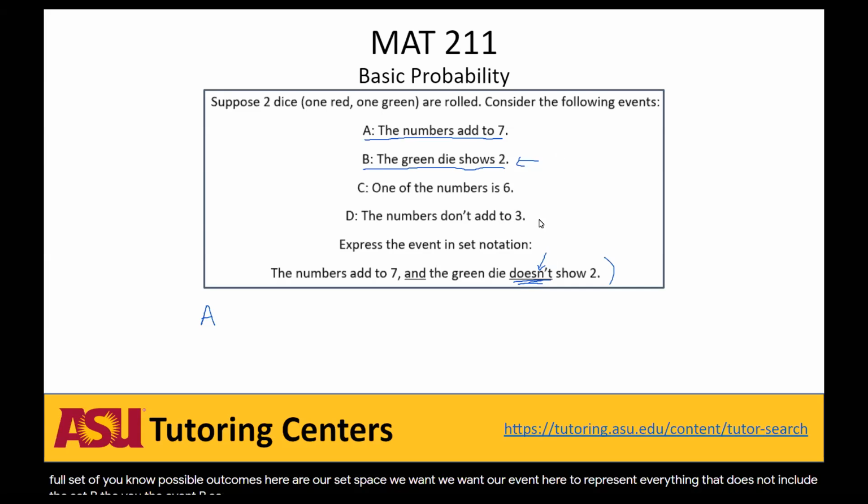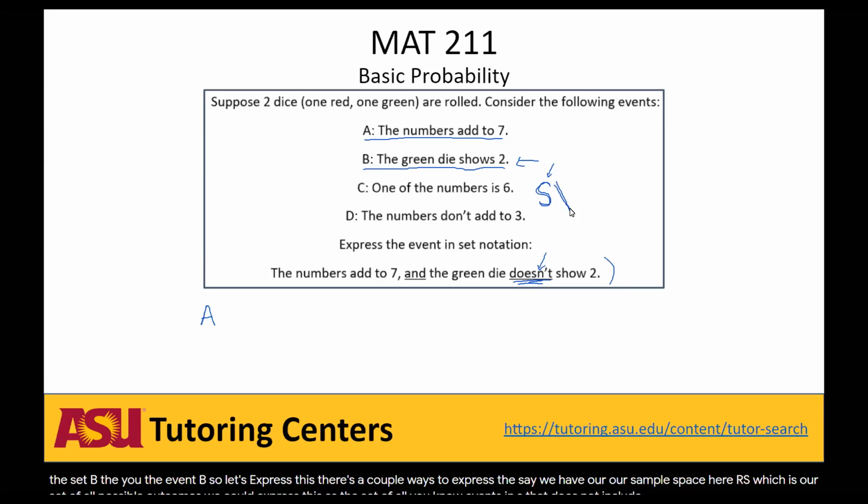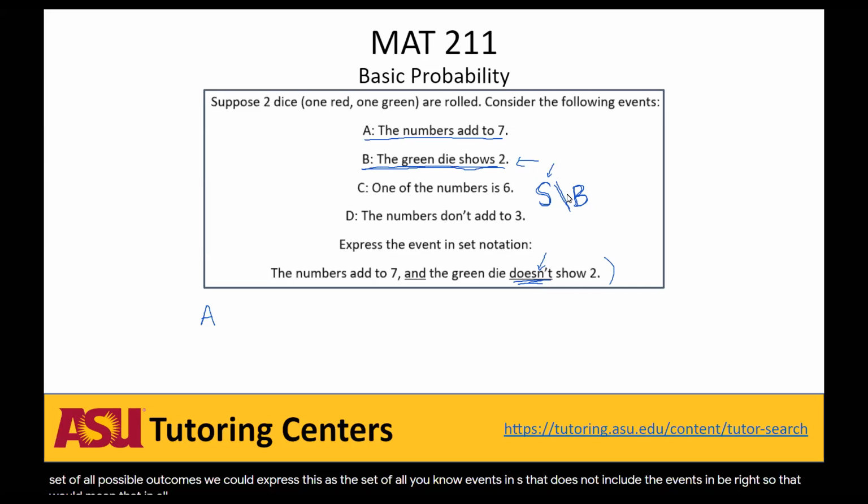So let's express this. There's a couple ways to express this. Say we have our sample space S, which is our set of all possible outcomes. We could express this as the set of all events in S that does not include the events in B, right? So that would mean that in all cases of this set, we would not be including any cases where the green die does show 2. So that holds up to the green die does not show 2, like we'd like.